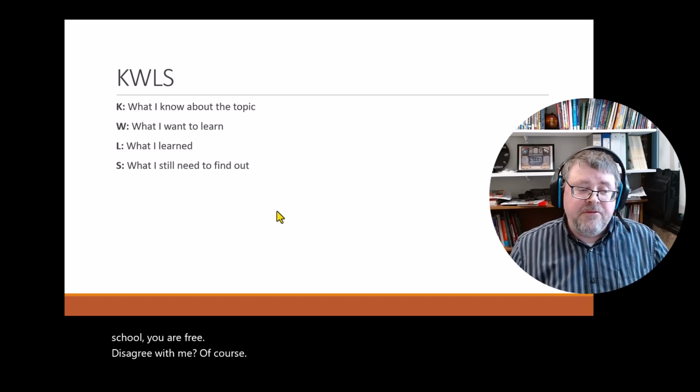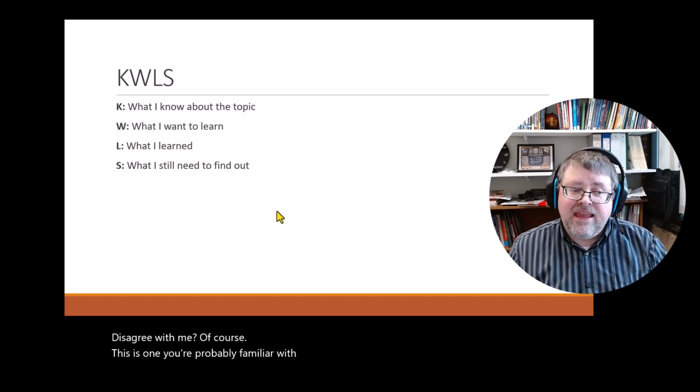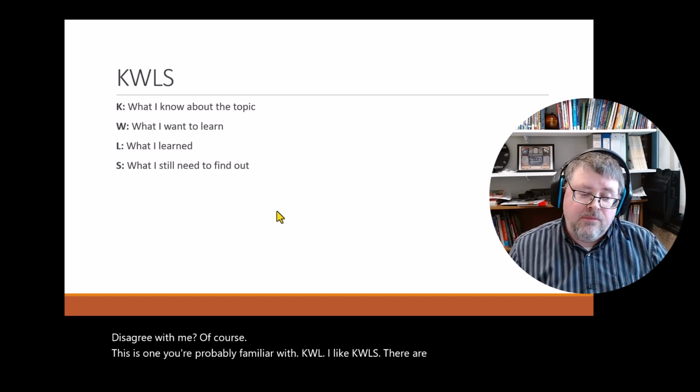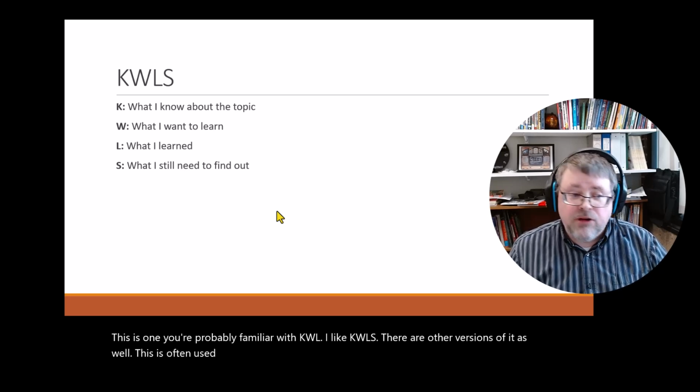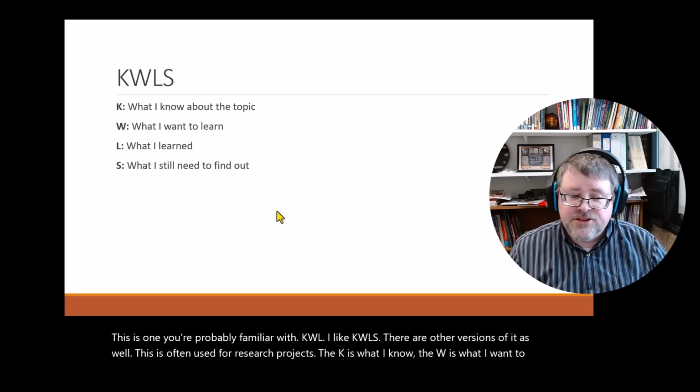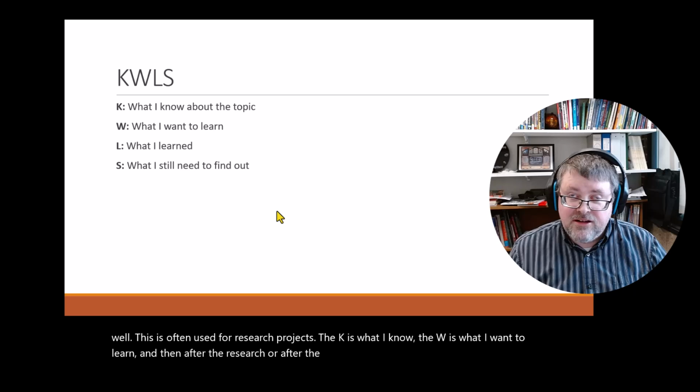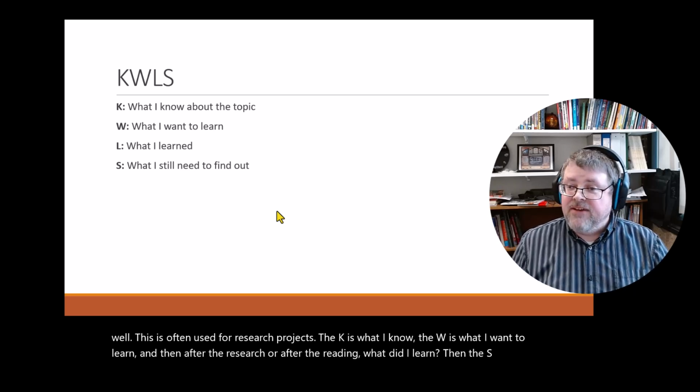This is one you're probably familiar with, KWL. I like KWLS. There are other versions of it as well. This is often used for research projects. The K is what I know, the W is what I want to learn, and then after the research or after the reading, what did I learn? Then the S is what I still need to find out.